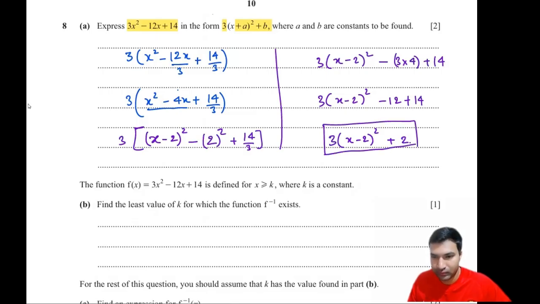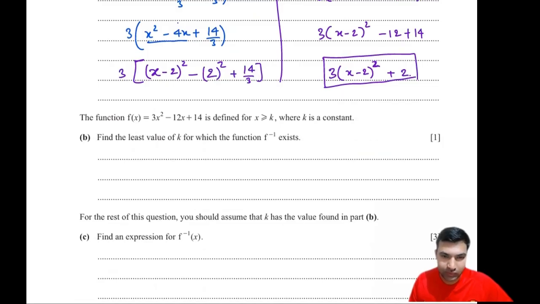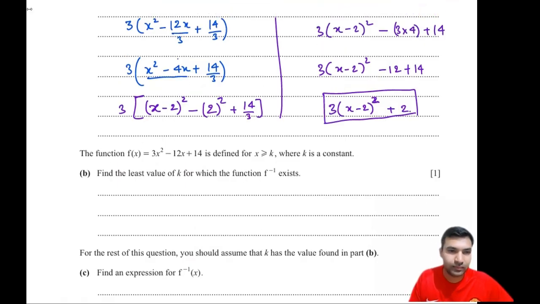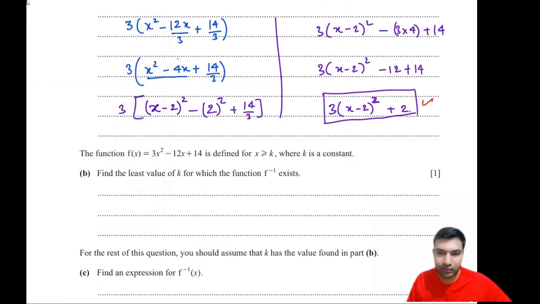All right, perfect. Now the next thing is the function f of x, which is defined for x greater than or equal to k, where k is a constant. Now find the least value of k for which the inverse function exists. So how do you answer this? You could answer this by using either the graph or the algebra, the function itself.